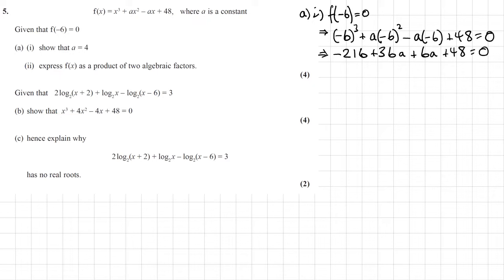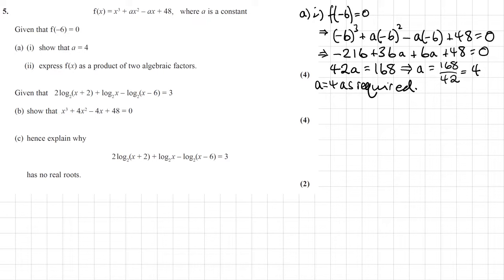If we collect our terms together, that will give us 36a plus 6a, so we've got 42a is equal to, if I move the 216 and 48 over the other side, I'll basically have 216 minus 48, which is 168. If I divide both sides by 42, so I have 168 divided by 42, I get 4. So I'll just write a equals 4 as required.